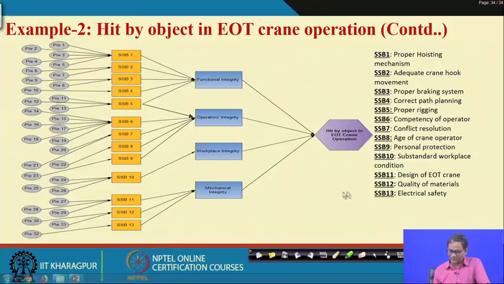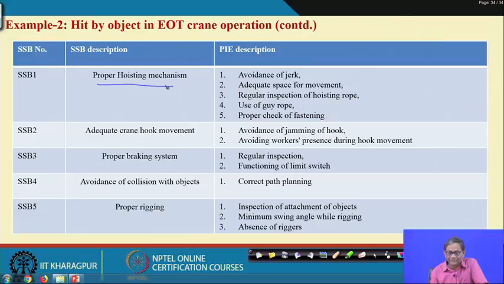For a proper hoisting mechanism, the PIEs are avoidance of jerk. You have to understand why jerk is there and it should not happen, whether that facility is there or not. Adequate space for movement, regular inspection of hoisting rope, use of guy rope, proper check of fastener or fastening.